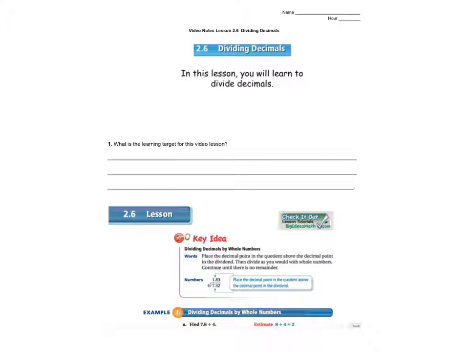Video Notes, Lesson 2.6, Dividing Decimals by Whole Numbers. Number 1. What is the learning target for this video lesson? The learning target is to divide decimals by whole numbers.